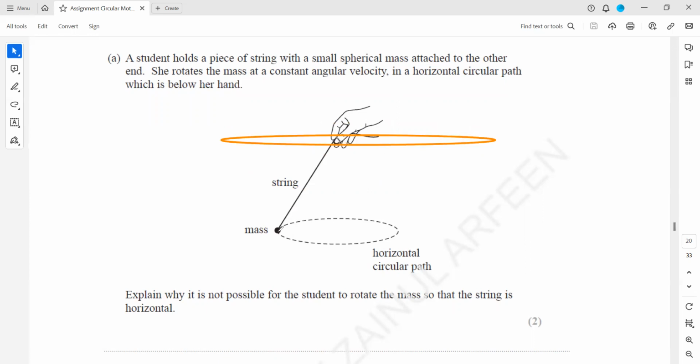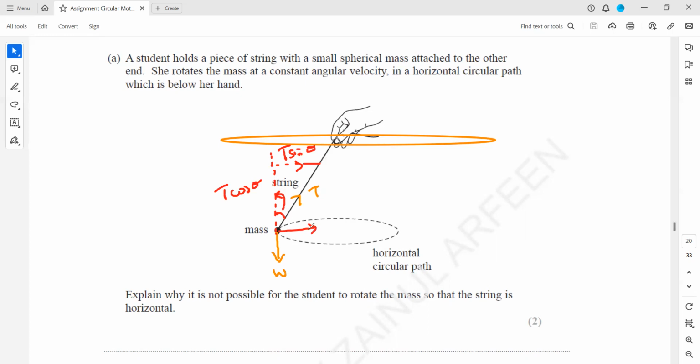Because to rotate it horizontally, the weight is acting, as this mass will have a weight. And when we are applying a force by using a string or a wire, the tension makes a certain angle with the vertical or horizontal. So the tension will have components. One component of the tension, at an angle, is balancing the weight, and the other component of the tension is directed towards the center, which is causing the circular motion.